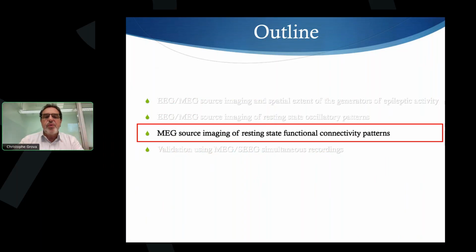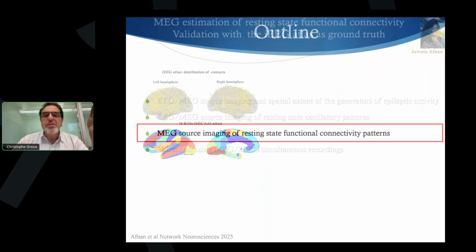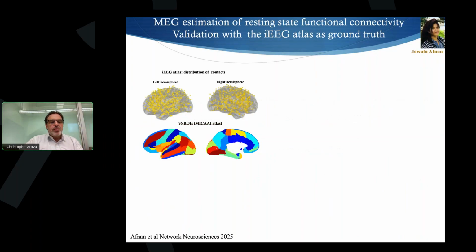So I'll now go to another part, which is quite used in the literature right now. When we do ongoing resting state, we often like to look at links between regions and notably functional connectivity patterns. So we use with Jawata the same framework: our comparison between MEG, healthy subject, and the intracranial EEG atlas as ground truth to compare connectomes, to compare connectivity.